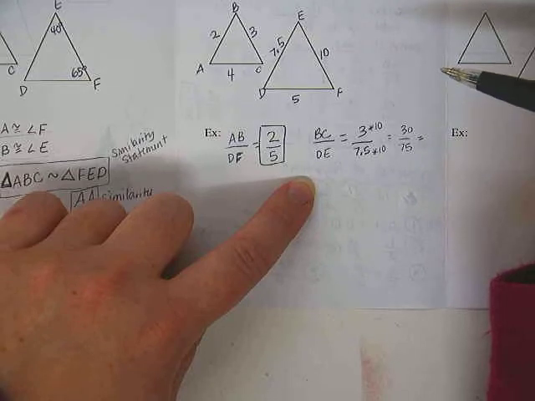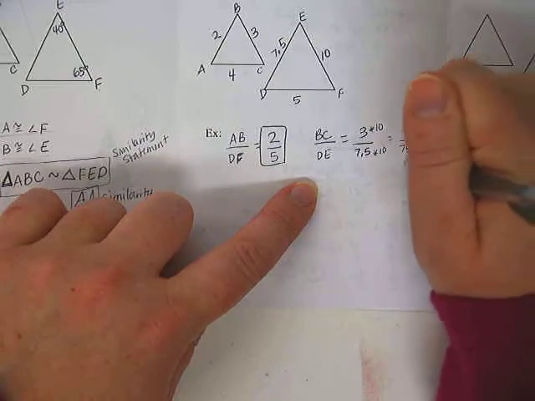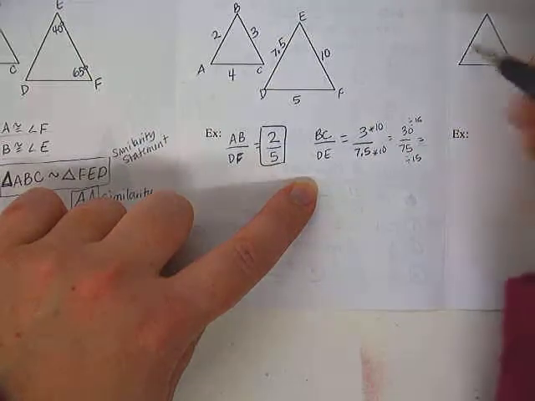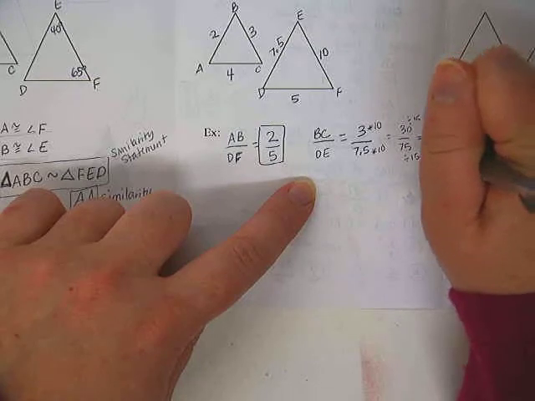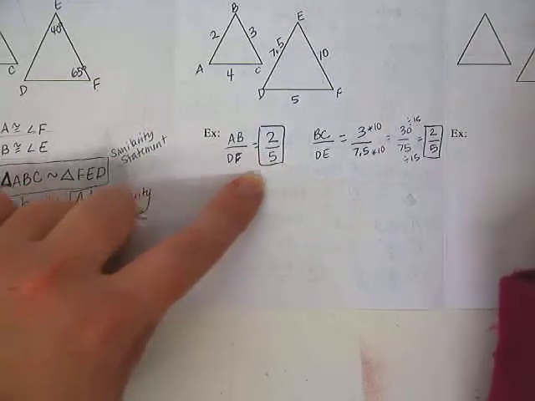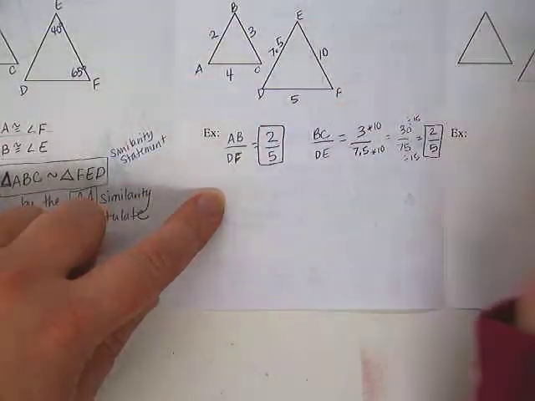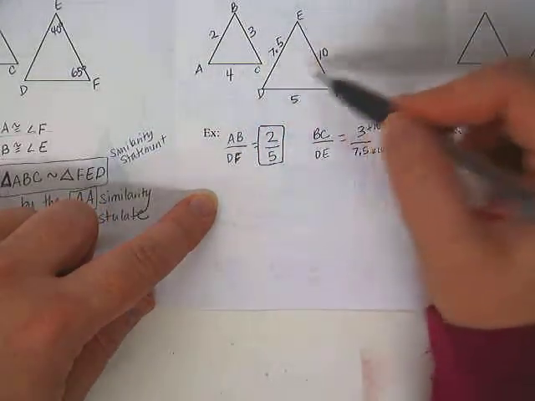Can anyone think of a number that divides both into 30 and into 75? 5 does, but there's a bigger one that does. What is it? 15. Yeah. So we can divide by 15 to reduce this. So 15 goes into 30 twice, and 15 goes into 75 5 times. What ratio did we just get? 2/5.